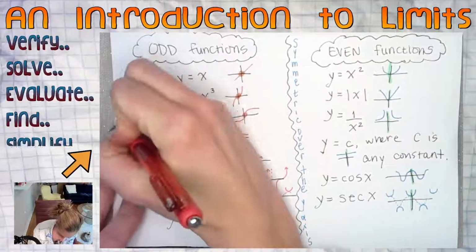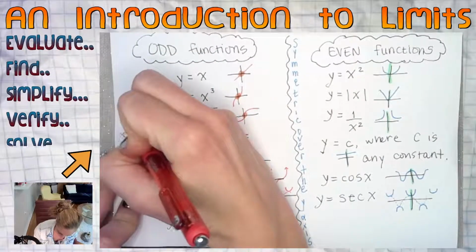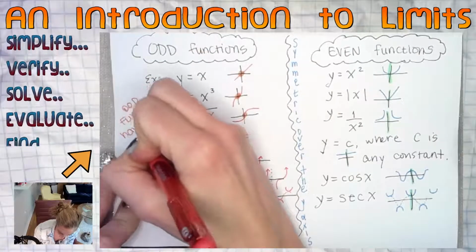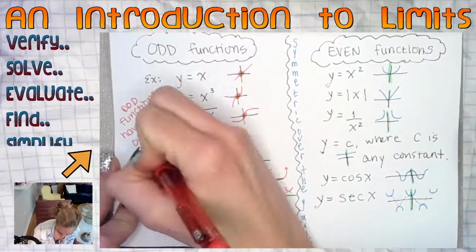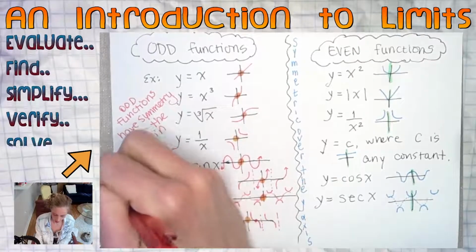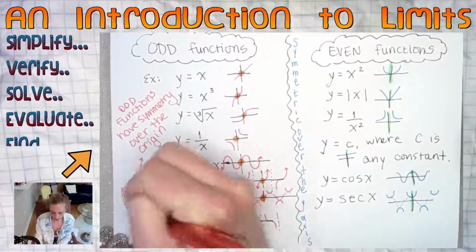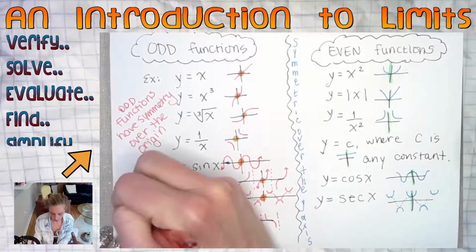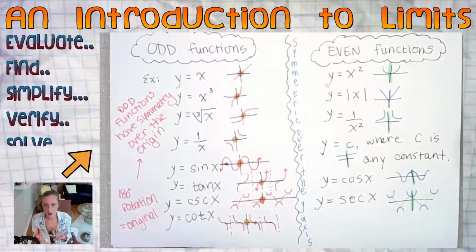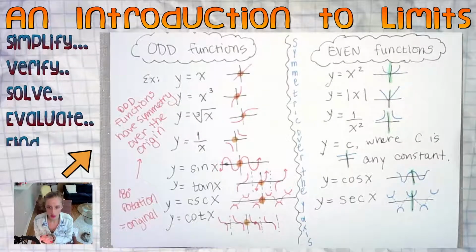Odd function, so I'll phrase this differently: have symmetry over the origin. And what does that mean? I just explained. A 180 degree rotation will get you back the original graph. Okay, so if something has symmetry over the origin, we consider it an odd function. And if something has symmetry over the y-axis, we call that an even function.